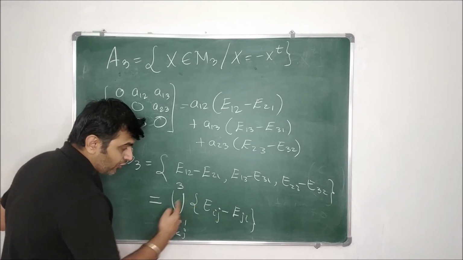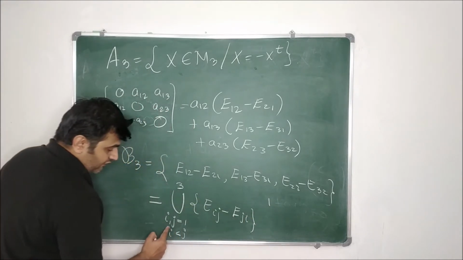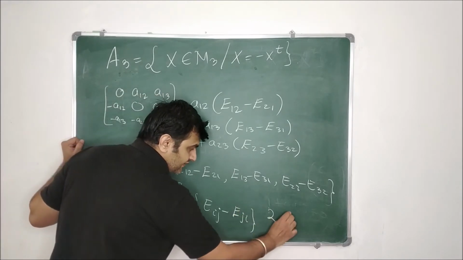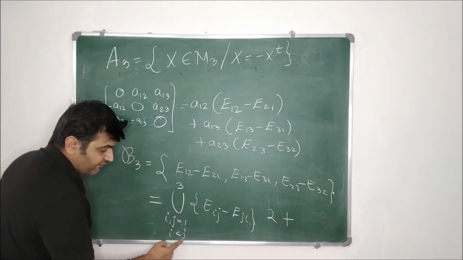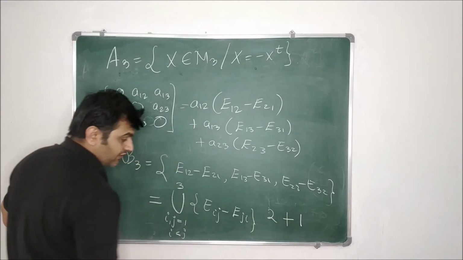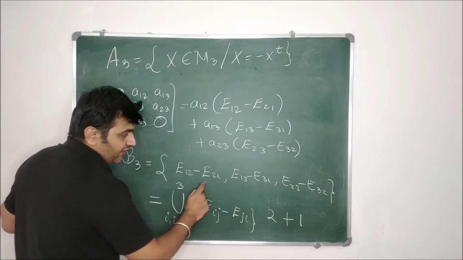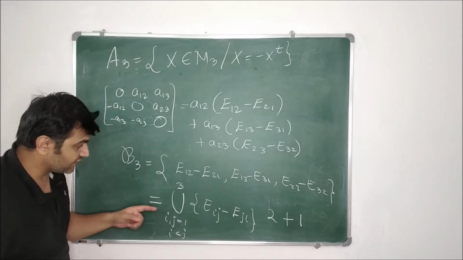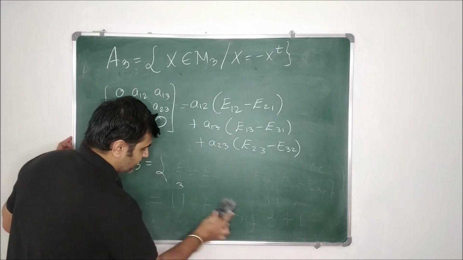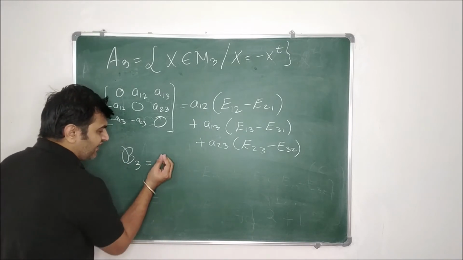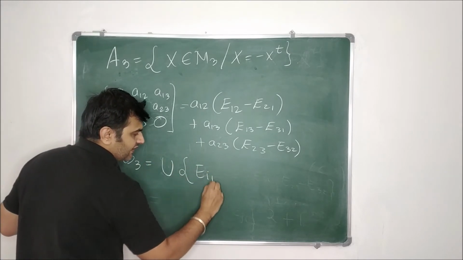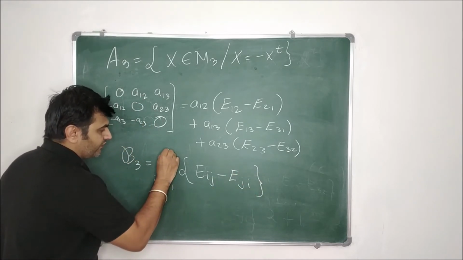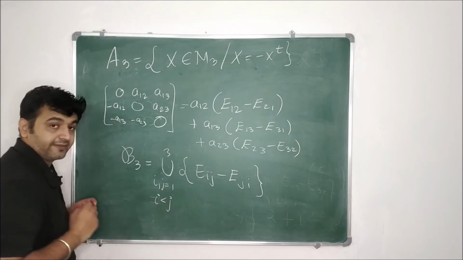And how many entries are here? When I is 1, what can J be? 2 or 3, because I is less than J, right? So we have 2 vectors, plus when I is 2, what can J be? It can be only 3, so only 1. So 2 plus 1, 3 entries are here. So this is the correct representation, a good shortcut way to represent the basis, instead of writing all this out: union of Eij minus Eji, I and J going from 1 to 3, I strictly less than J.